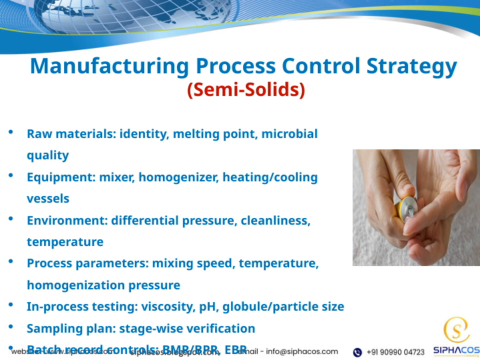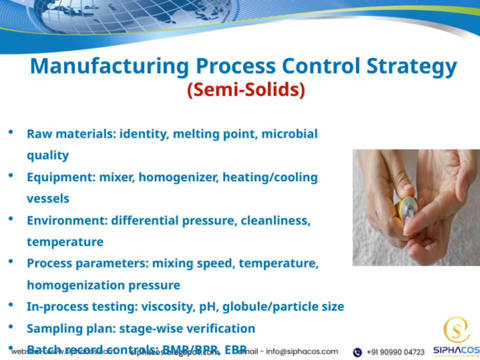The environment is also critical. Factors like differential pressure, cleanliness, and temperature control help prevent contamination and ensure product quality throughout the process. Moving on to process parameters, controlling mixing speed, temperature, and homogenization pressure is key. These parameters directly influence the final product's texture and stability. In-process testing is another important aspect. We monitor viscosity, pH, and globule or particle size to ensure the product remains within specifications during manufacturing.